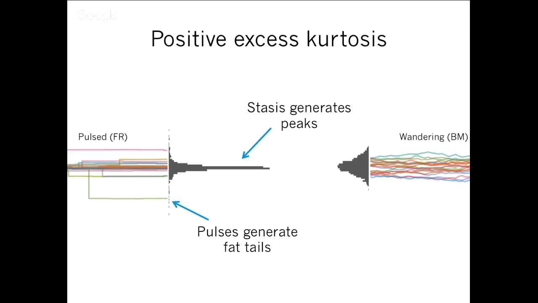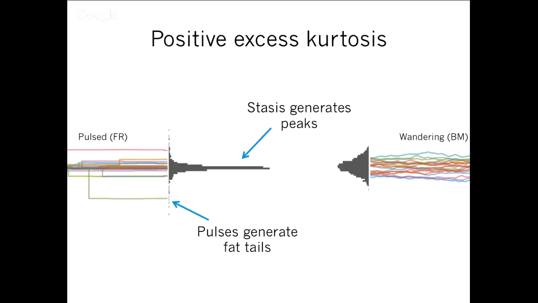And for students of macroevolution, this is sort of pleasing because it means that we have a one-to-one correspondence between pattern and process. Here we have the process when nothing is happening, or when the lineage is undergoing stasis. It generates peaks in our pattern of traits. And when pulses arise on these short time scales, we generate fat tails in our distribution of traits.